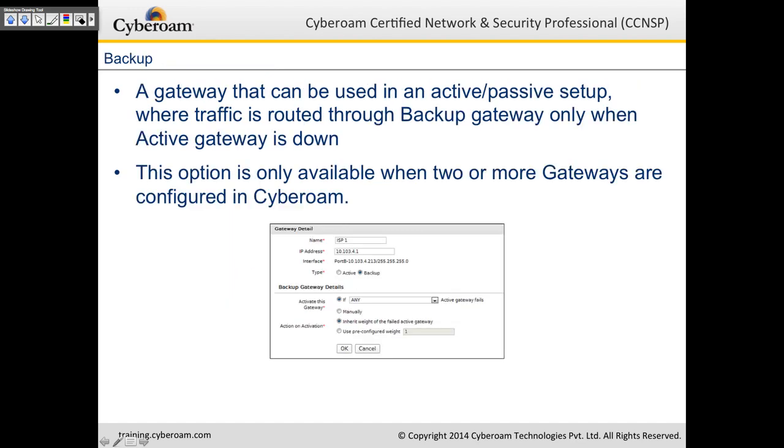Now, backup gateway: a gateway that can be used in an active-passive setup where traffic is routed through the backup gateway only when the active gateway is down. This option is only available when two or more gateways are configured in Cyberoam. So you have to select whether you want any gateway as backup or as active. Now if you select it as backup, there are certain failover conditions which you can maintain, or you can say, activate this gateway when, under which conditions.